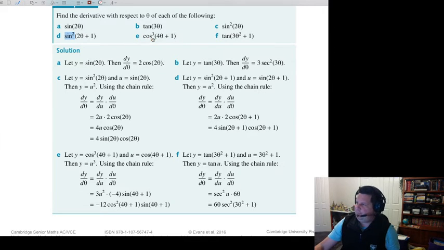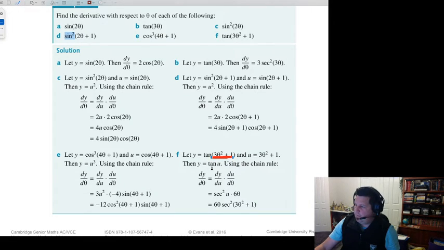Again, last one, tan of 3 theta squared plus 1. Hopefully by now we know that this is the same as tan u. This is the u part here. So writing out what u is, it's 3 theta squared plus 1, and we've got y equals tan u. Writing out the chain rule here for this.